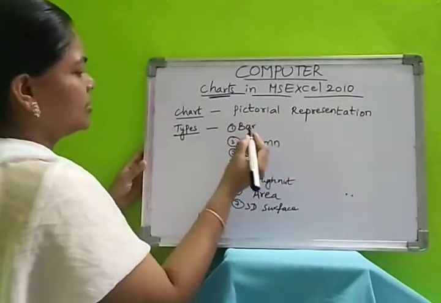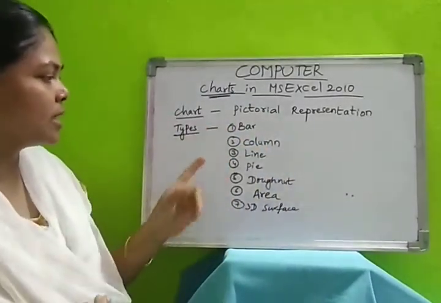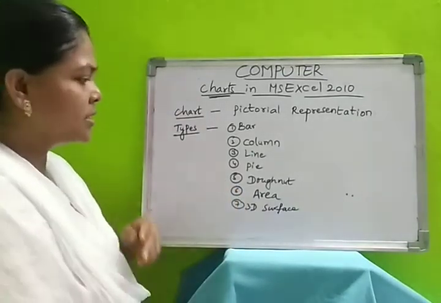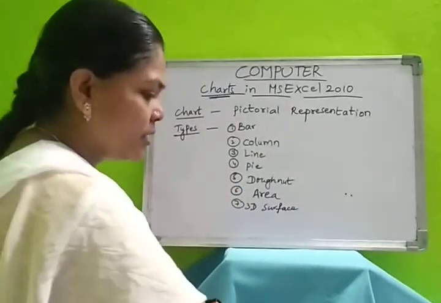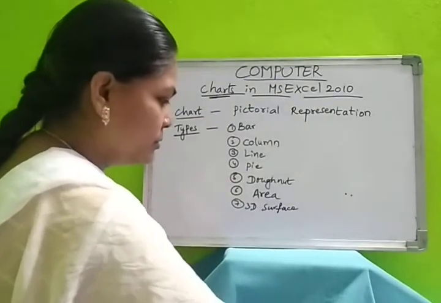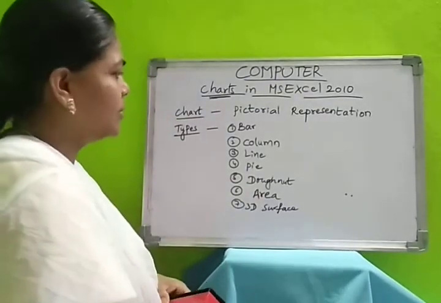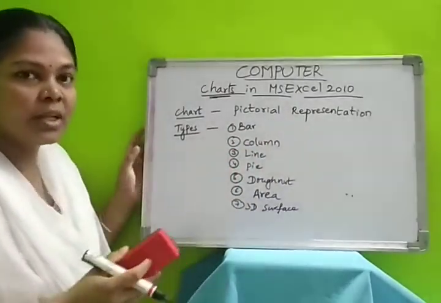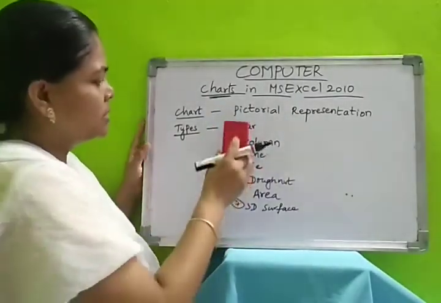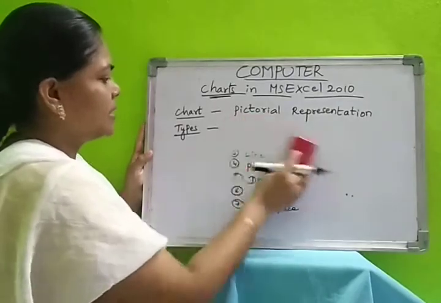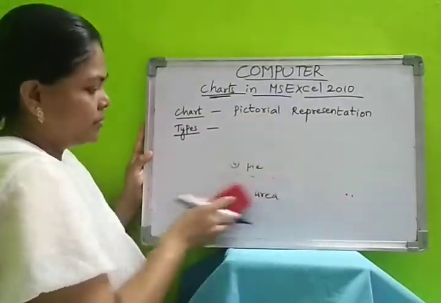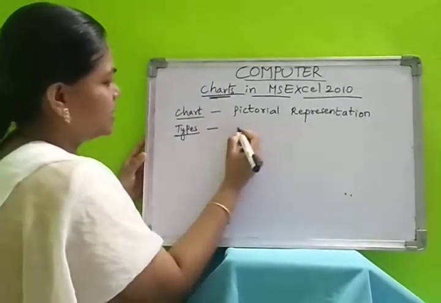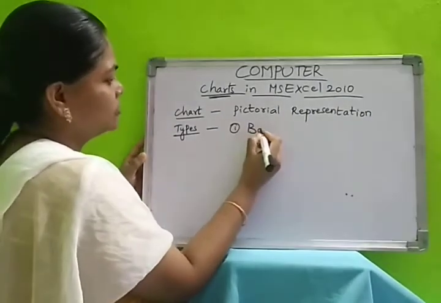So what are the different types of charts? Bar chart, column chart, line chart, pie chart, donut chart, area chart, 3D surface chart. We will learn one by one now, how they will be displayed, how they are represented. By taking one example, we will see how all these charts are inserted into the computer. So the first one is the bar chart.